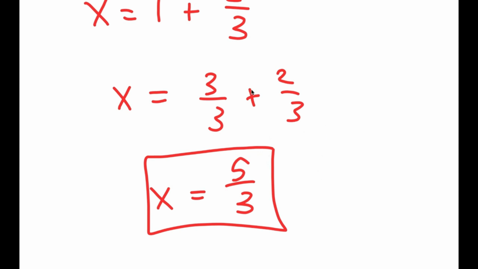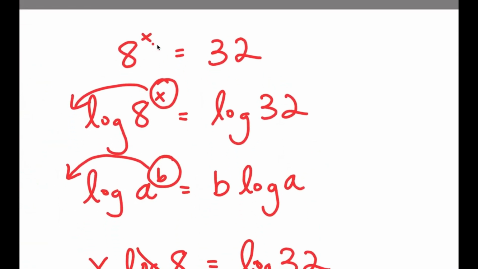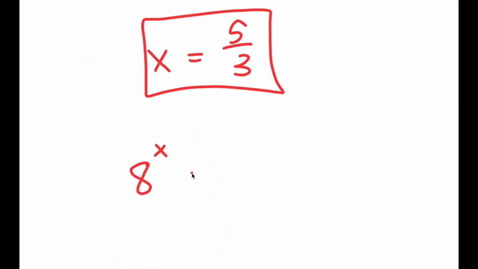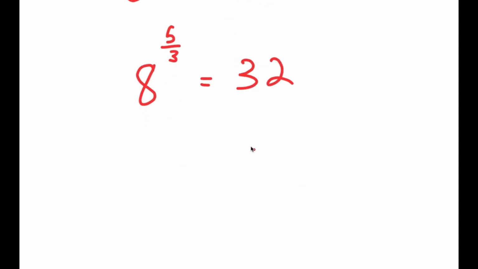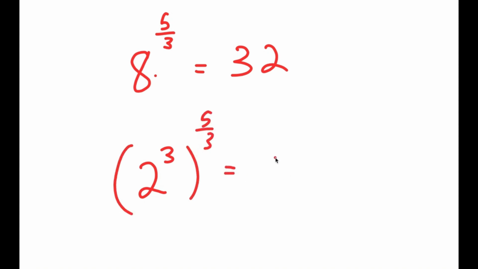Now, how do we know that this is the right answer? So, going back, we have a to the power of x equals 32. And we're plugging in 5 over 3. So we get 8 to the power of 5 over 3 is equal to 32. Now, 8 is the same thing as 2 to the power of 3. So I get 2 to the power of 3 to the power of 5 over 3 is equal to 32, and 32 is the same thing as 2 to the power of 5.